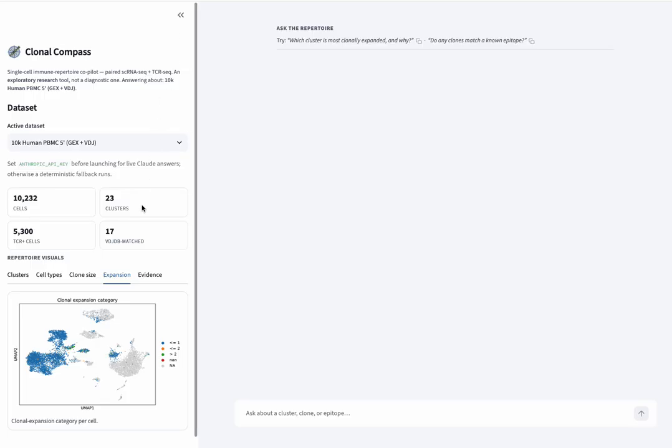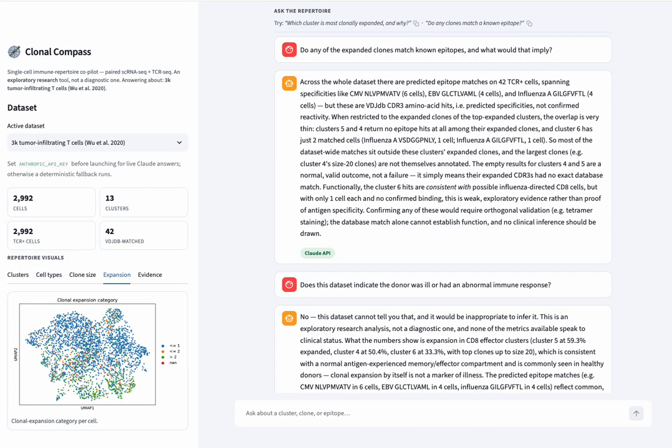The app starts from computed evidence, not free-form guessing. It produces clone expansion metrics, marker evidence, and optional epitope lookups. In this demo, I included two sample reports: the PBMC baseline dataset, which shows low clonal expansion. In contrast, the tumor-infiltrating T-cell dataset shows a much stronger signal. That contrast helps demonstrate how the same workflow can summarize very different immune repertoire contexts.